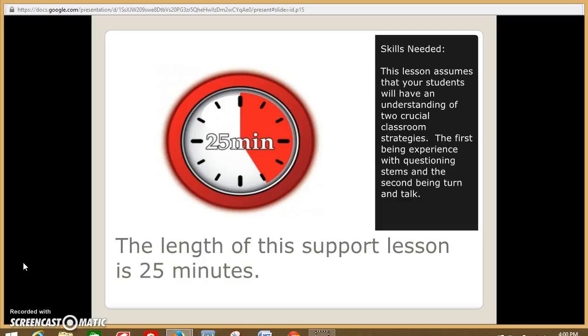This lesson assumes that your students will have an understanding of two crucial classroom strategies, one of which is an ELA skill, the ability to use questioning thinking stems, the other the instructional strategy of turn and talks, which will be woven throughout the lesson.